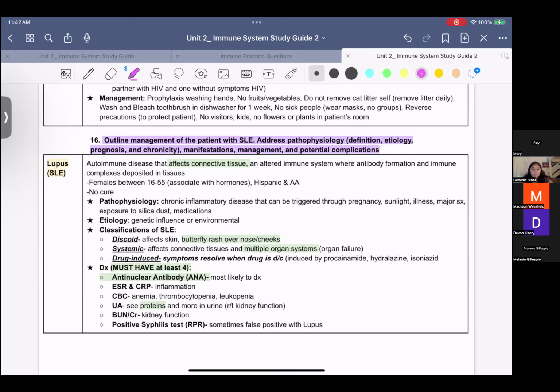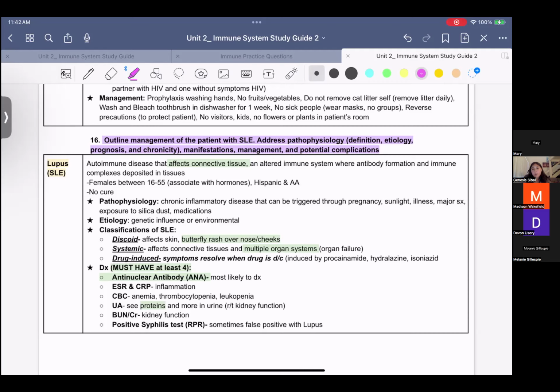And then do not remove the cat litter by itself, the toxoplasmosis, right? So nobody should be touching it. Wash and bleach the toothbrush in the dishwasher for 1 week. The logic with that, they put a lot of that stuff, like you should wash your stuff in the dishwasher. I know for like OB and P, it's like you should wash your water bottle, your baby bottle in the dishwasher. And the reason why is because I believe it's more likely to kill bacteria off. And make sure you're using bleach for that as well. But just things to know.